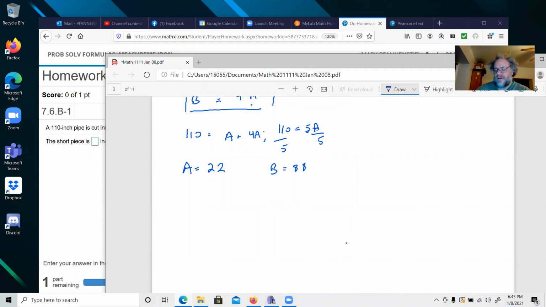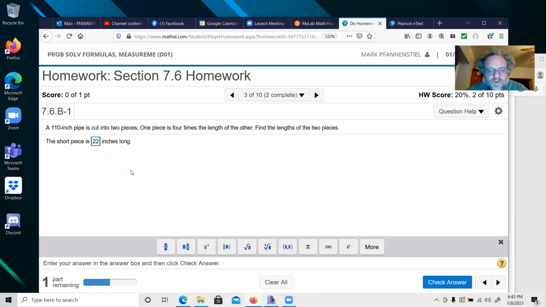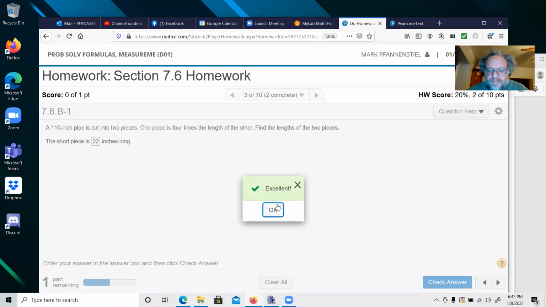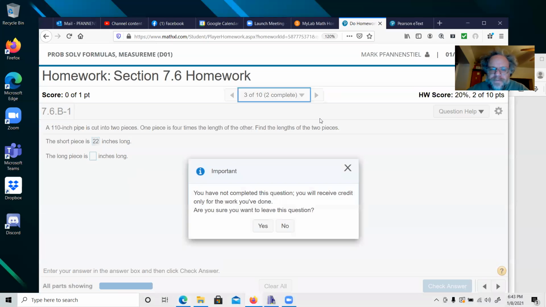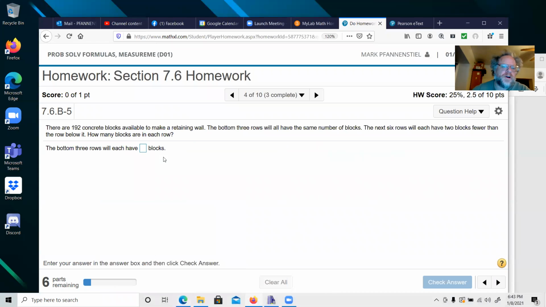We can come back and check: is the length of the long pipe 4 times the length of the short pipe? It might seem pretty trivial at this point, but yes, it is. We're good. And if I add these together, do I indeed get 110? I sure do. So it satisfies both conditions. We're done. So the short pipe is 22 inches long, and the long pipe is 88. We're good. All right, let's see here.